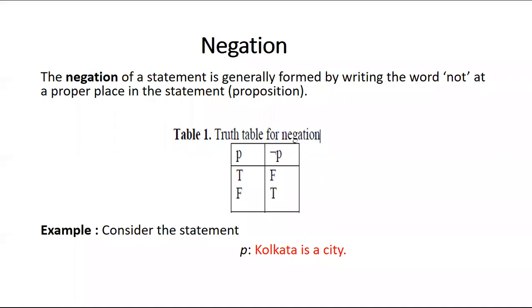Sorry for the disturbance happening outside. So what will be the negation? Kolkata is a city. The negation of P is: Kolkata is not a city. That is a false statement.